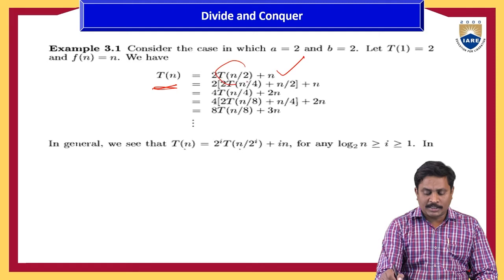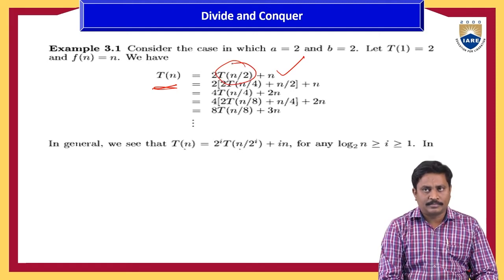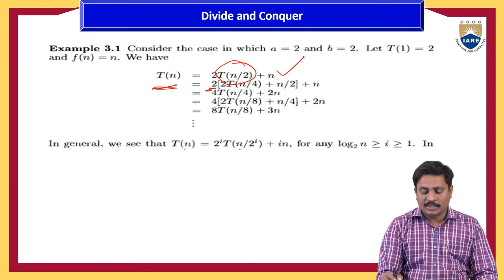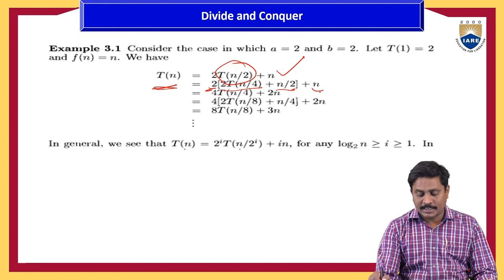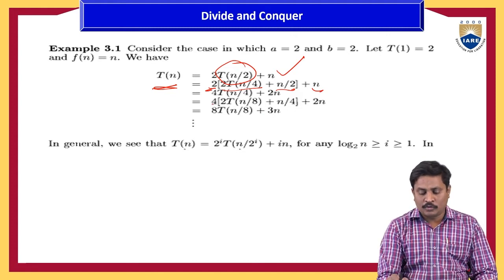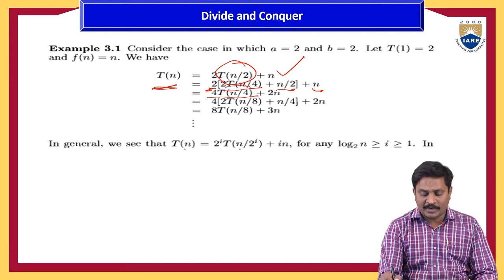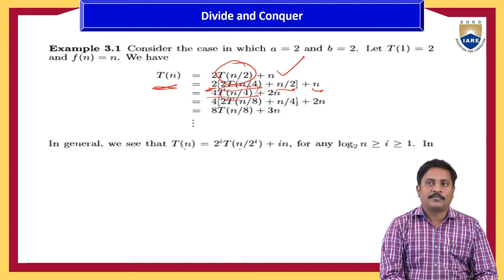Now, we observe that T of n by 2 is again of the form T of n. So in place of that, we substitute: 2 into 2 T of n by 2 by 2, where n by 2 by 2 is n by 4, plus n by 2, plus n. 2 into 2 is 4, T of n by 4, plus 2 into n by 2 cancels to give n, n plus n is 2n. So again, this T of n by 4 is in the form of T of n.